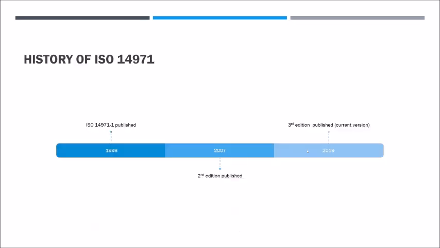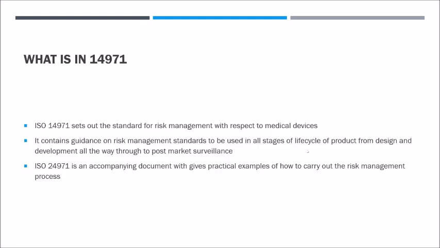So first of all, we're going to have a little bit of the history of ISO 14971. The first edition was published in 1998. And then there was a second edition published in 2007, and the current version, which is the one I'm talking about of all these updates, was published in 2019. I think the implementation date for that was 2020, but I'm not entirely sure on that.